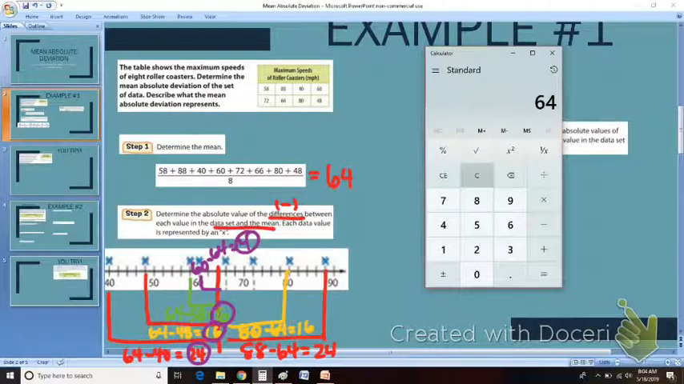What's that, 72? So 72 minus 64. Right, 72, we get, it should have been the same. Did I subtract wrong? Okay, we have 8. And then our last one, 66.